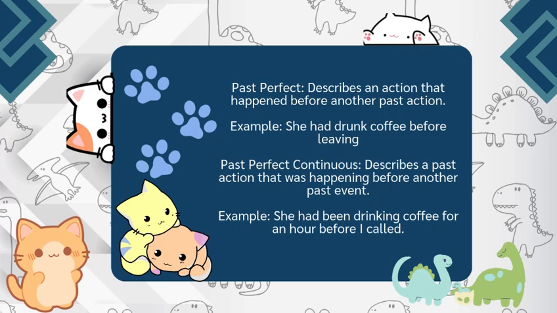And last, we've got past perfect continuous. It describes a past action that was happening before another past event. For example, she had been drinking coffee for an hour before I called.